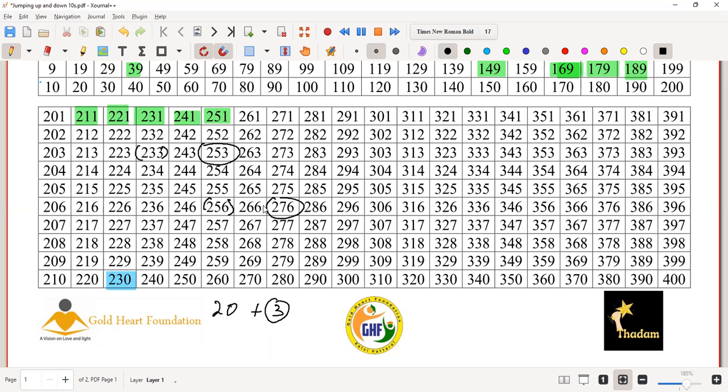After writing, I will move three steps. 1, 2, 3. 279. Plus 20. 1, 2. 299. Slowly, you will be going on and on until 550, 575. The last, isn't it? This one.